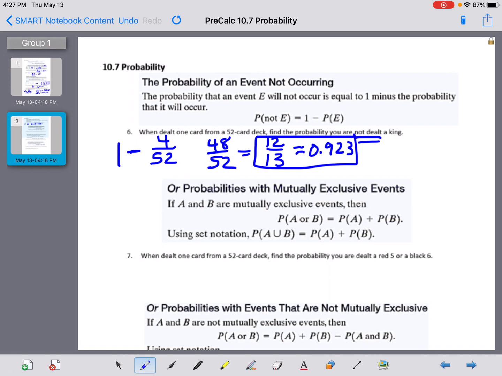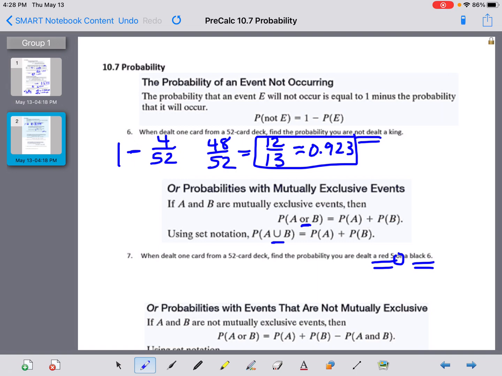Okay. Then we have probabilities with mutually exclusive events or with independent events, okay, or not mutually exclusive events. So it says if A and B are mutually exclusive events, then the probability of A or B equals the probability of A plus the probability of B, okay? Or if you go back to set notation, that's my union, right? So it's saying I'm going to include everything. I get the chance of everything. So it says when dealt 1 card from a 52-card deck, find the probability you're dealt a red 5 or, and that's an important word, a black 6.